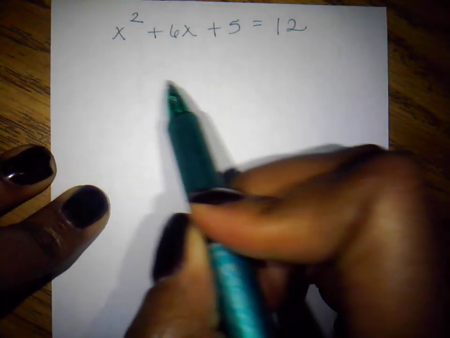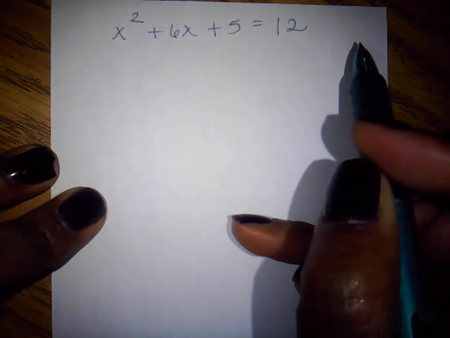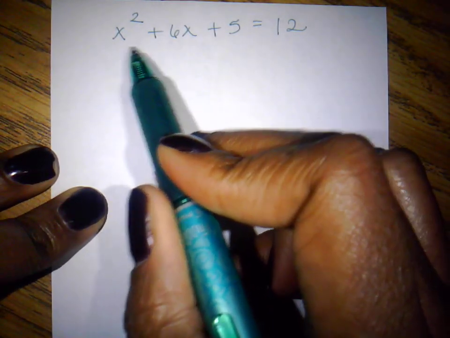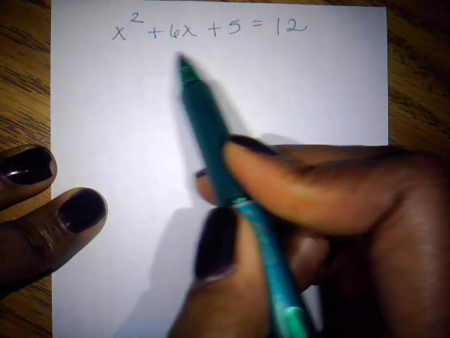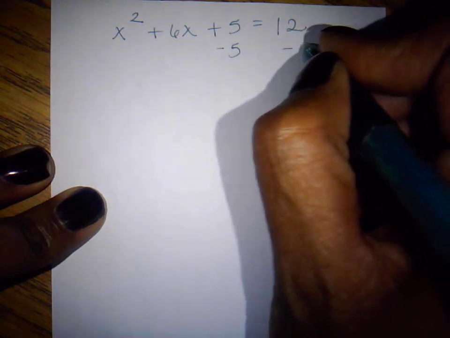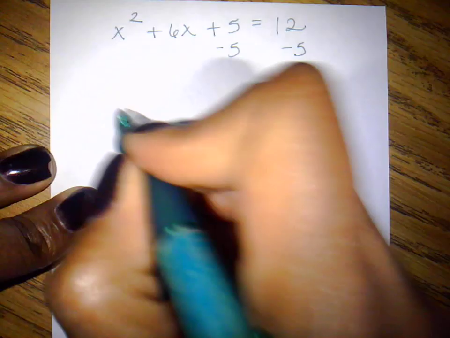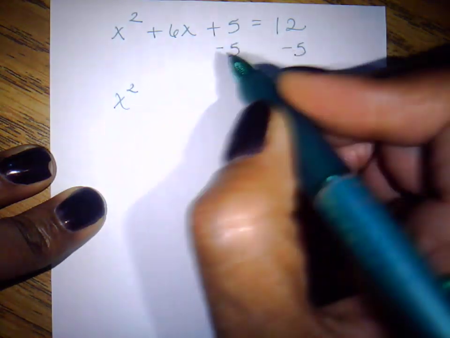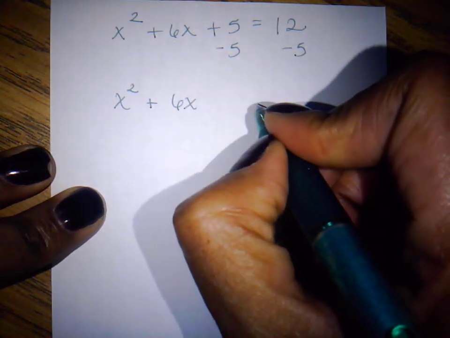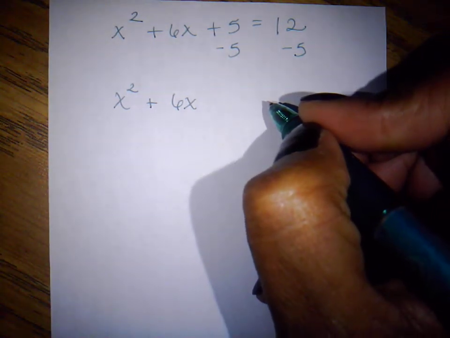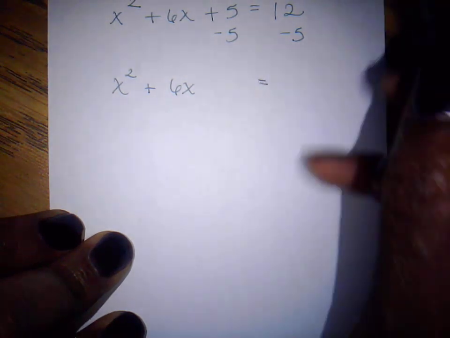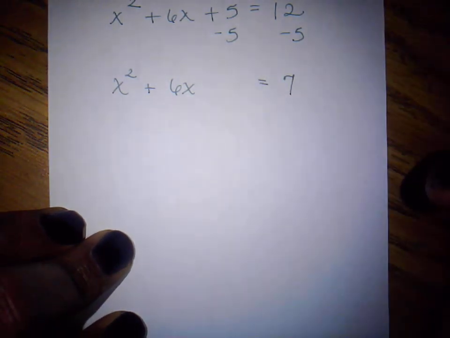All right, y'all, let's solve this quadratic by completing the square. The first step is that you want to clear this side of everything except for your x squared term and your x term. So the first thing we're going to do is subtract 5 from both sides. Okay? And so I end up with x squared plus 6x. Okay? Leave a space because something is about to happen. And we're going to set that equal to what we get here, 7.